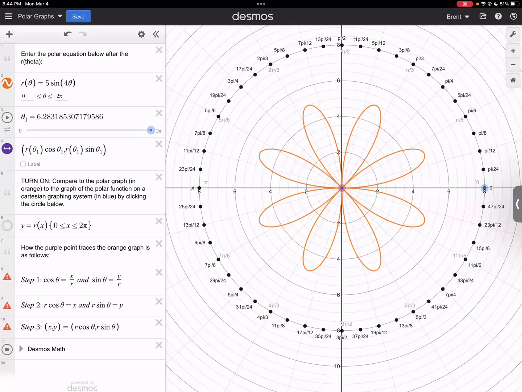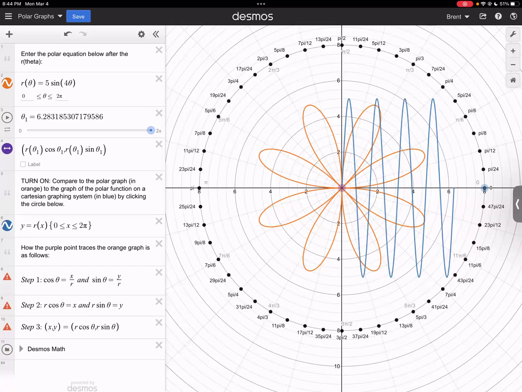So how many maximums were there? 4. That's right. And how many minimums were there? 4. Because of that, how many petals do we see on this rose? Eight. That's right. Because if you look at this graph, there were 4 maximums in blue. There were 4 minimums. Together, they made 8.